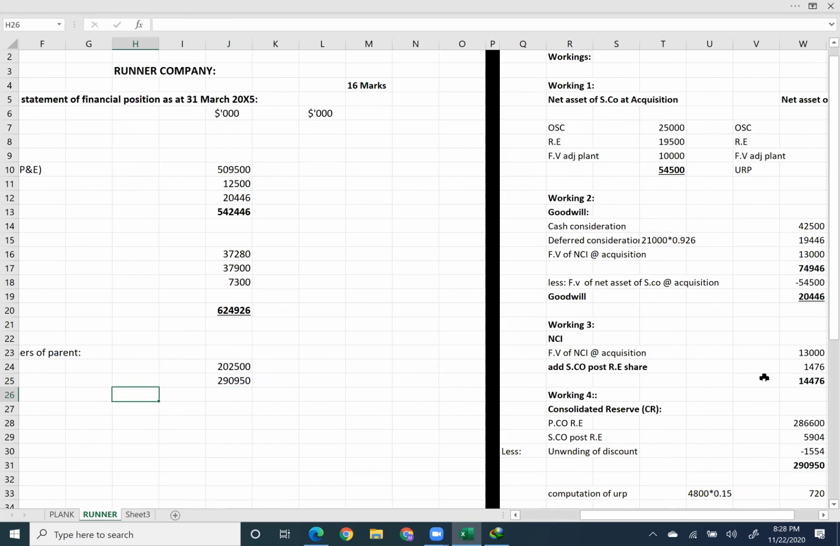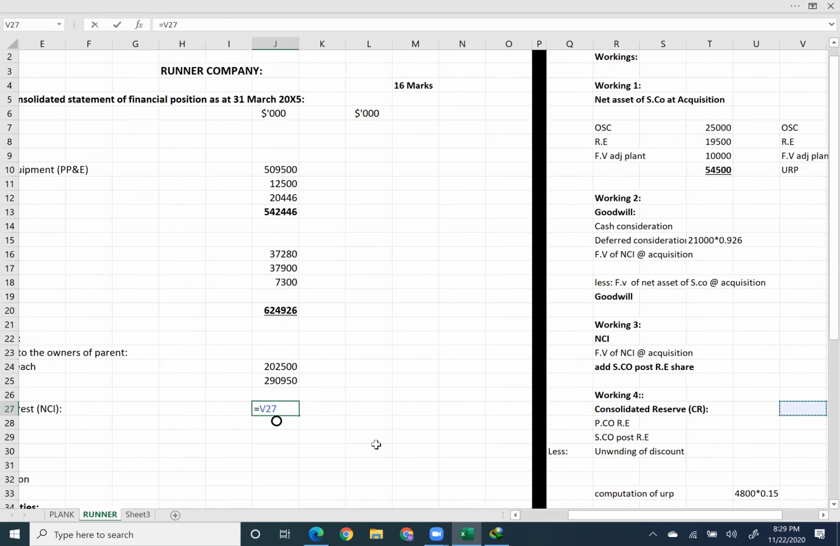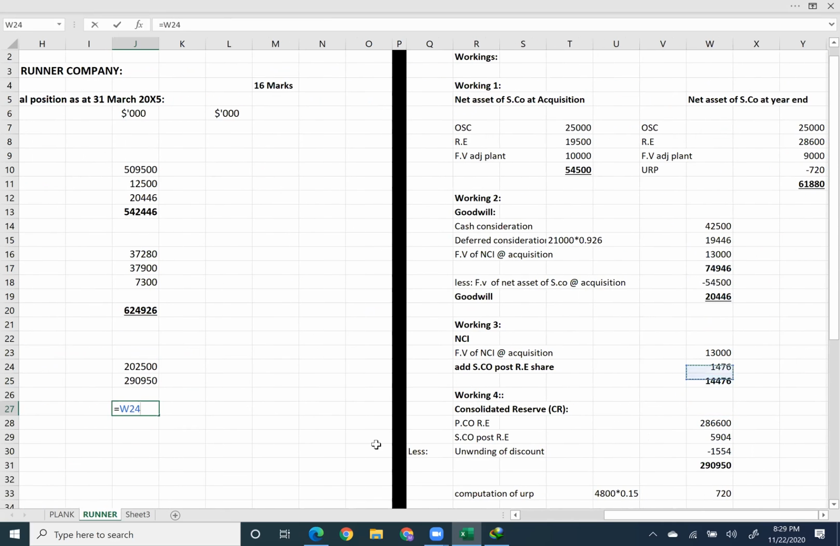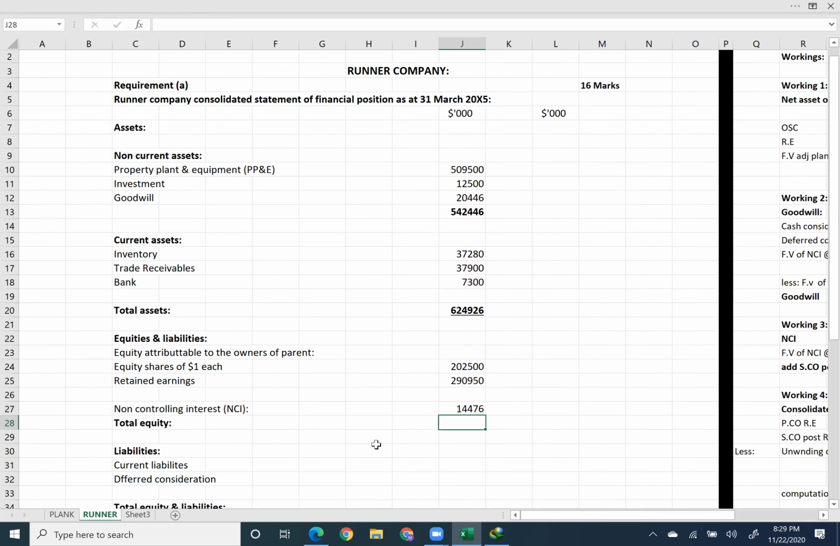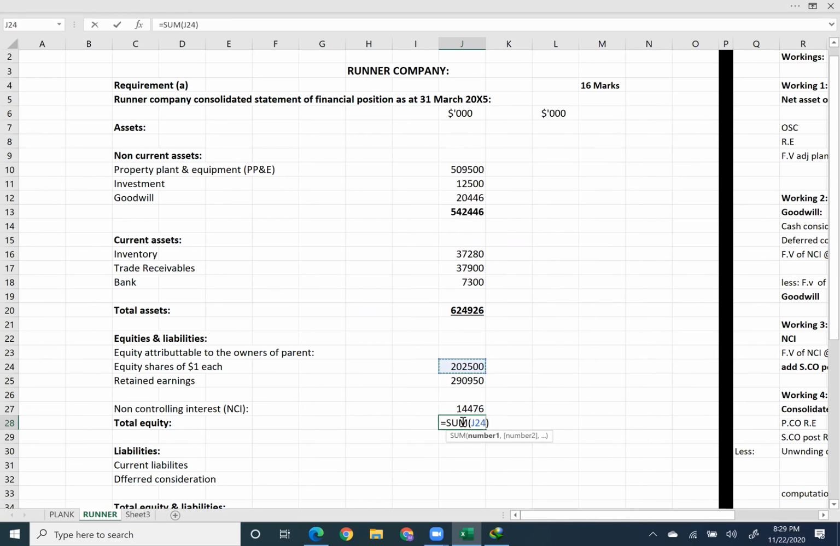Okay. Now, in the equity section, one more thing comes, and that is NCI. See the original question. NCI also comes. We did working for NCI. Let's connect it. NCI 14,476, I think. Yes. So now you can add the total equity.